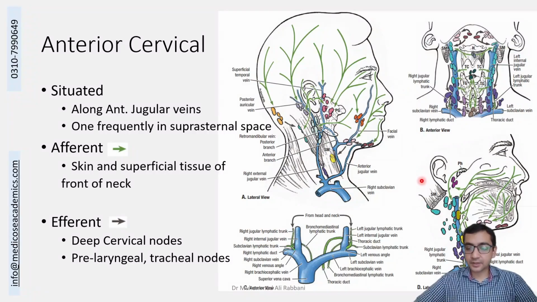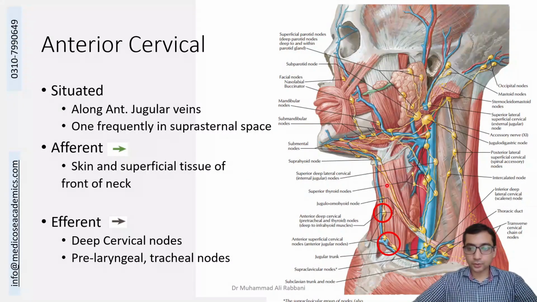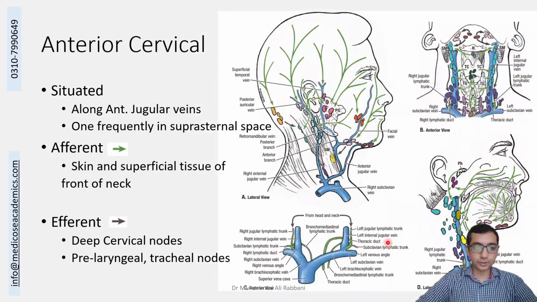Then we are left with anterior cervical nodes, not very clearly shown in this picture. They are placed somewhere here near the anterior jugular nodes, and some of them are in the suprasternal space. The suprasternal space is the cavity in the investing layer of deep cervical fascia just above the jugular notch. They go down to the deep cervical nodes and into the prelaryngeal and tracheal nodes. So they are shown here running along the anterior jugular vein.